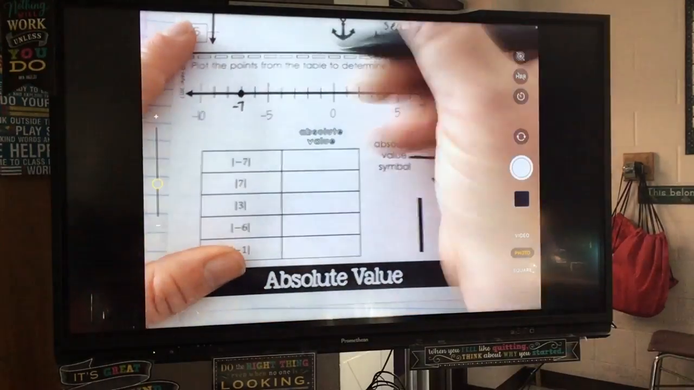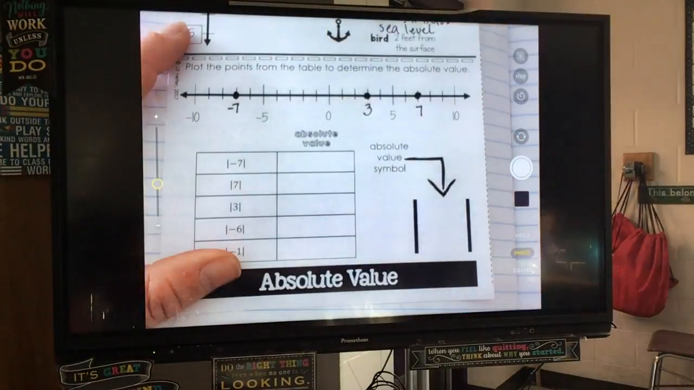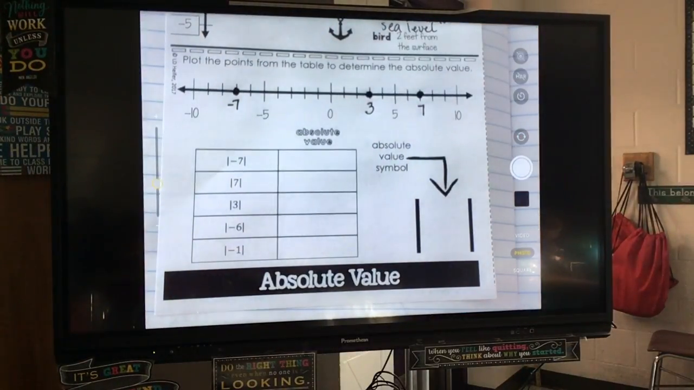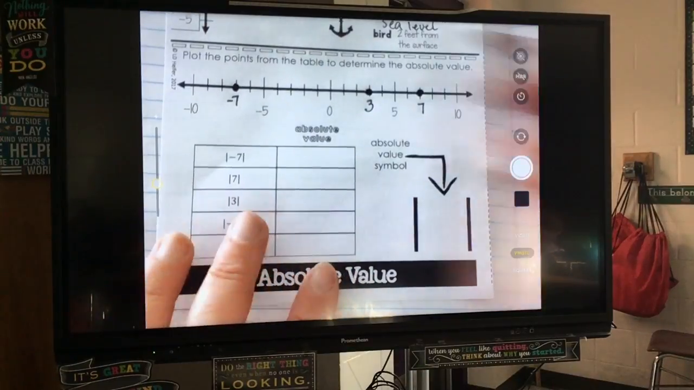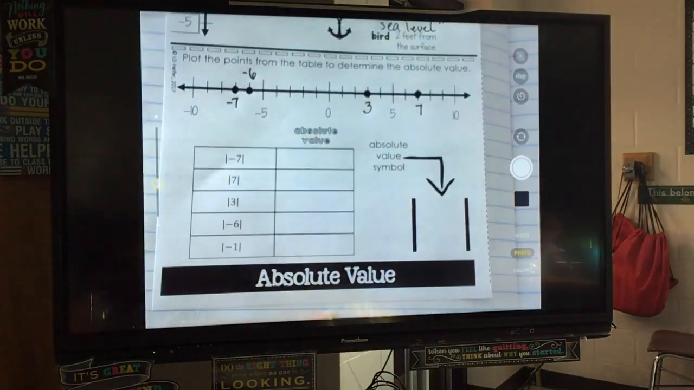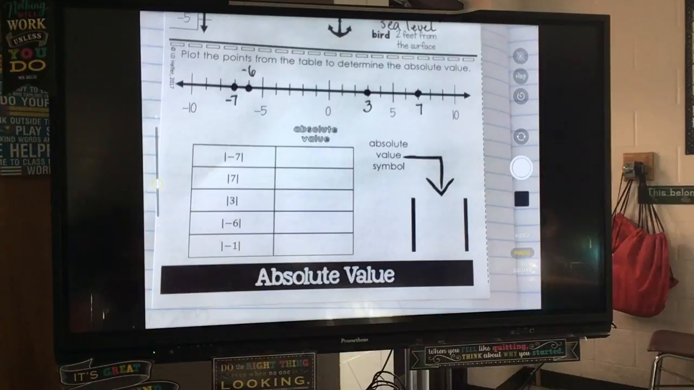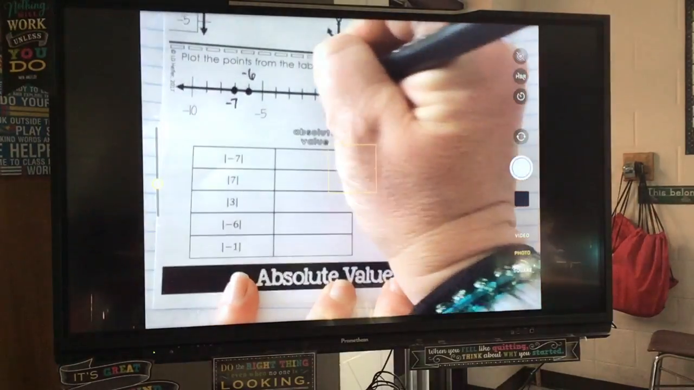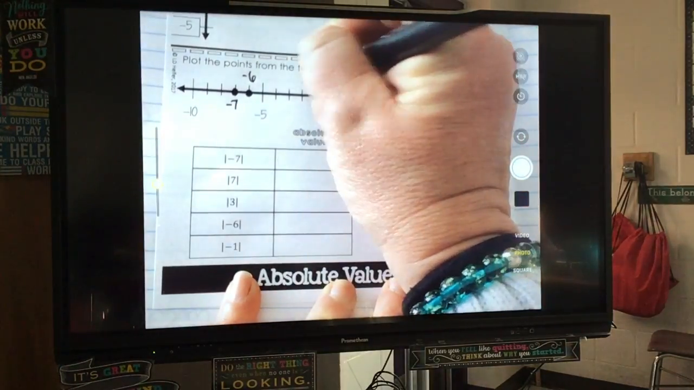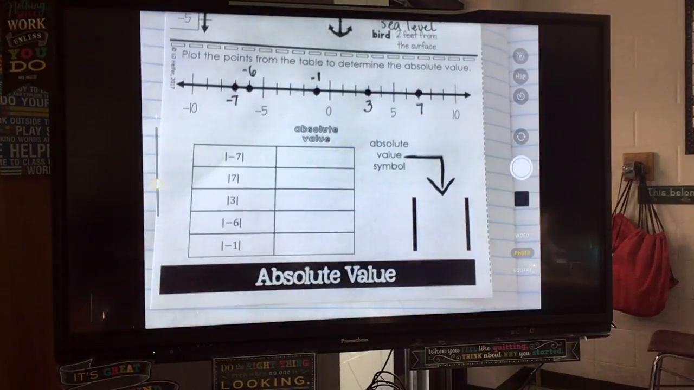All right, the next number is what? Kira? All right, the next number? -6. Okay, and then the last number. Soraya? Okay, now, the absolute value is the distance from the number to 0.